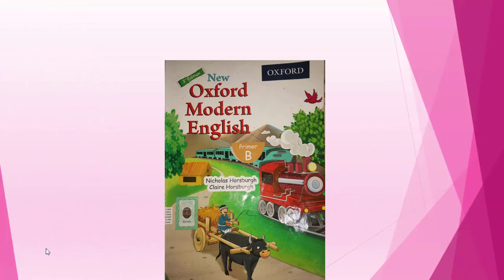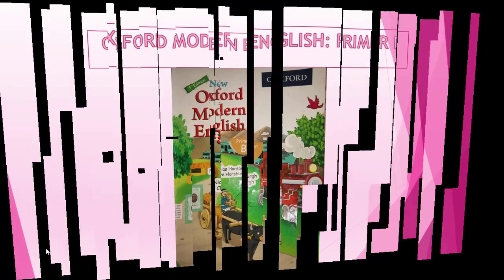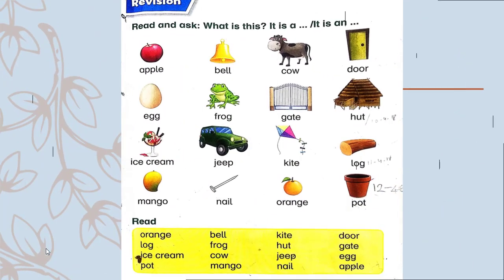Now it's reading time. Take out your English books. This is how your English book looks like. And what is the name of your book? It's Oxford Modern English. Open page number 1, everyone.